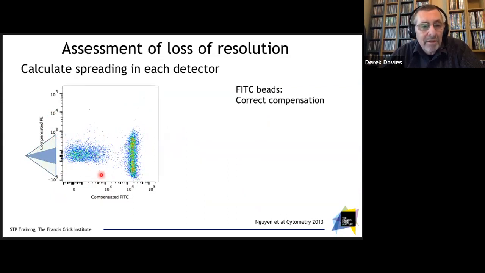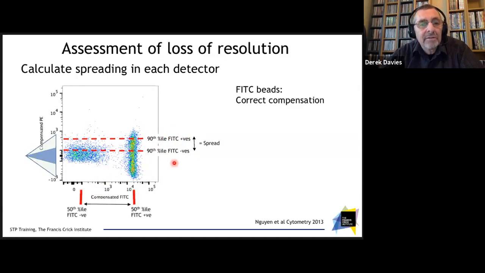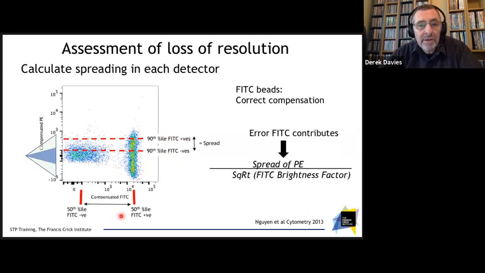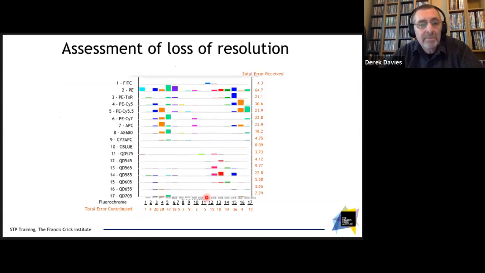So we want to get a number for that. What they did here in this situation was look at the 90th percentile of the negative population, the 90th percentile of the positive population, and looked at the spread, the number of channels that are different between those two. But remember that as the FITC gets brighter, we get more spread. We sort of penalize that by looking at the difference between the median of the positive population and the median of the negative population in the specific channel. But then we can come up with a number. You don't need to worry too much about how we calculate that, but it's the spread of this divided by the brightness. And then you can come up with quite a complex picture that looks like this.